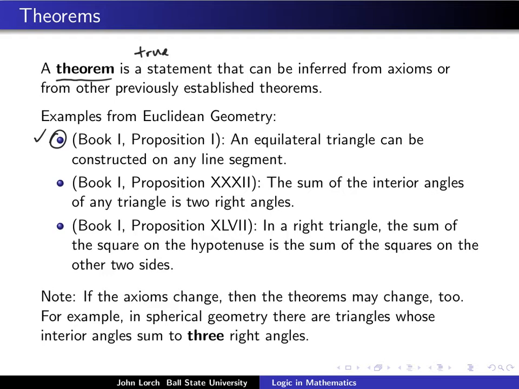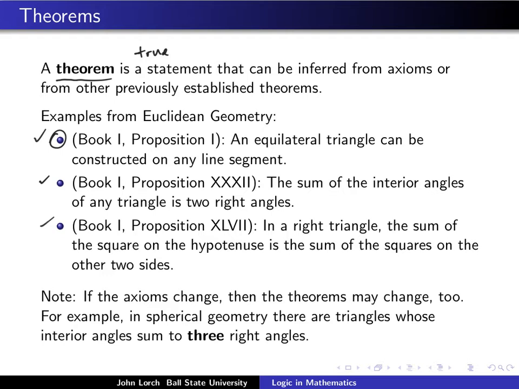And then finally, our final example is Proposition 47. It says that in a right triangle, the square on the hypotenuse is the sum of the squares on the other two sides. So we would recognize this last bullet as being the Pythagorean theorem, or at least one part of it.